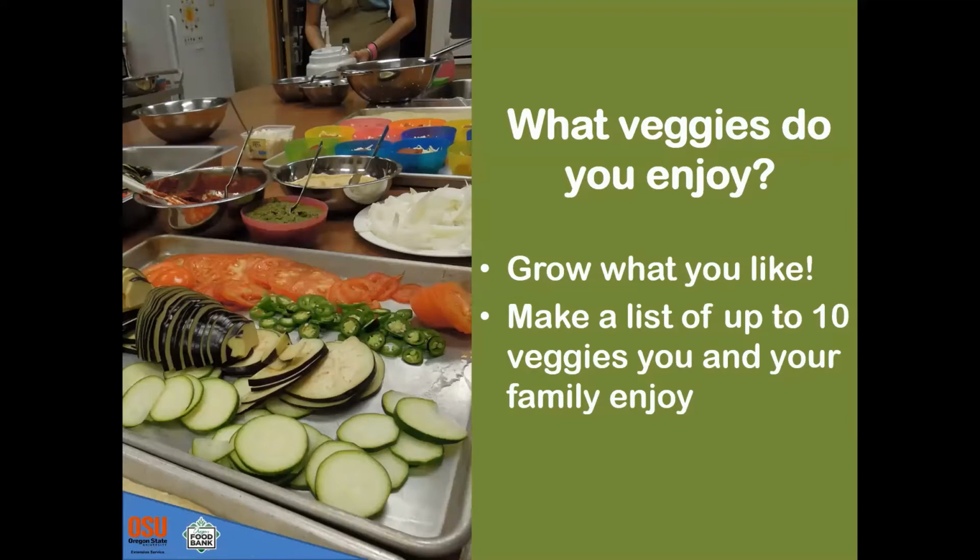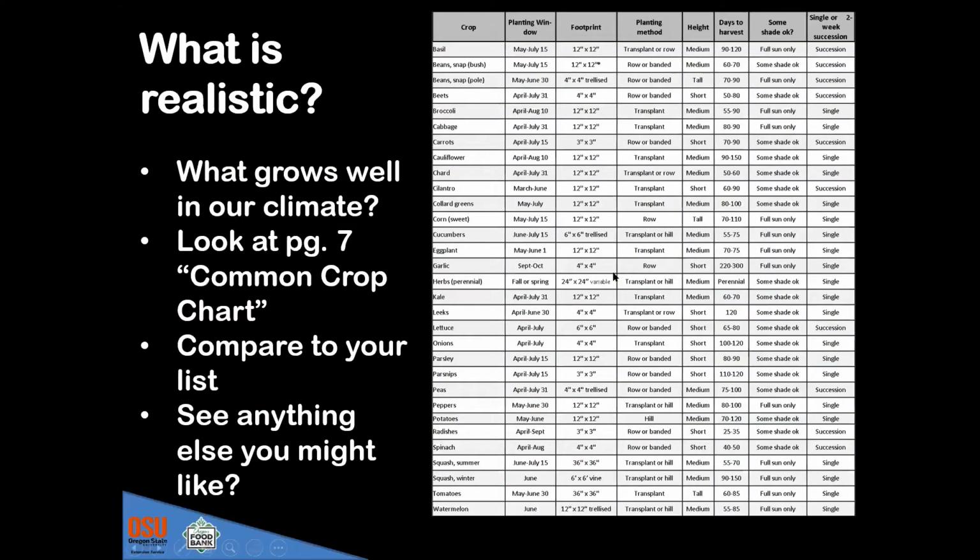So in the beginning, if you're still feeling a little overwhelmed, and maybe you're really excited and want to jump in but you don't know how to start, think about what you like to eat. A lot of folks like tomatoes, a lot of folks like peas. Peas grow really well in our region. So you can start by making a list of what you enjoy eating.